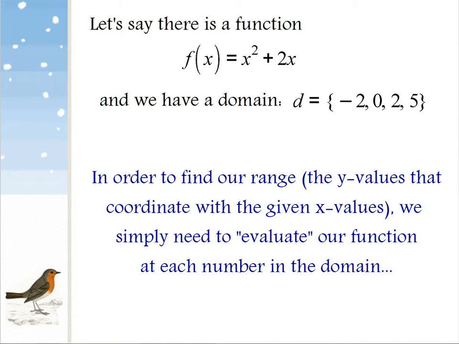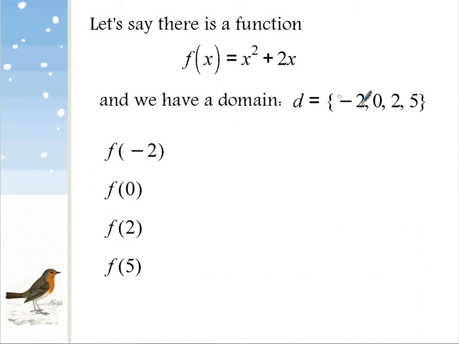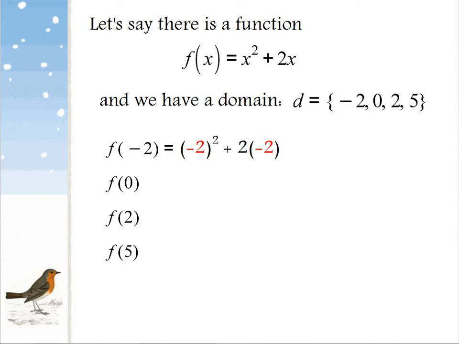So that sounds kind of technical. Let me show you what it's all about. I take those values in my domain, and one at a time, I'm going to plug them into my function for x. So I'm going to find f of -2, f of 0, f of 2, and f of 5 for my 4 values in my domain. Let's start with f of -2.